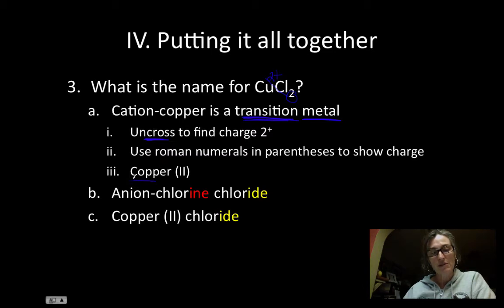So its name is copper(II). My anion, as I know, is chlorine in the periodic table. Here's my anion. And I'm going to get rid of the ending and replace it with -ide. So putting this together, my substance CuCl2 is going to be called copper(II) chloride. I only use these Roman numerals when I'm going to have a transition metal.